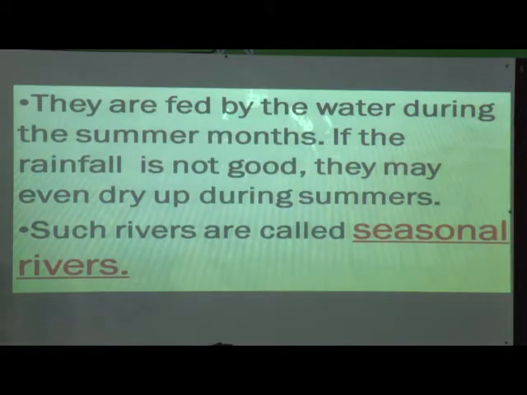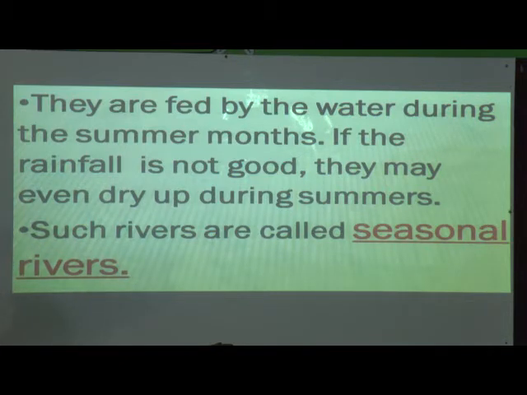Now, these rivers are fed by water during the summer months, if the rainfall is good. When summer comes, the water will evaporate and the small rivers will dry up. Yes, you all know it. Even they may dry up during summers. If rainfall is good, the rivers are full of water. But when the season changes and summer comes, due to the heat of the sun, some rivers may dry up.